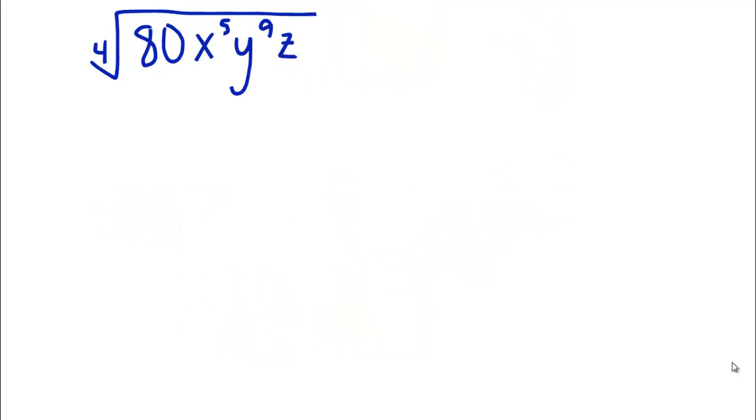We're going to end these notes with just one more kind of crazy example. Now I've thrown numbers and variables as part of the radicand. So let's take a look at this. We have the 4th root of 80 x to the 5th, y to the 9th, z. Ooh, we have to do the same things that we've been doing, but now with the number as well as with the letters. Let's break down 80.